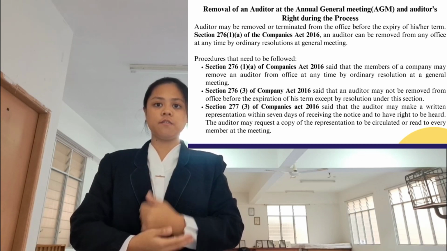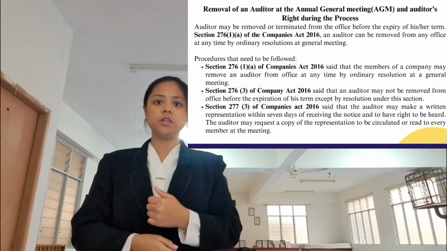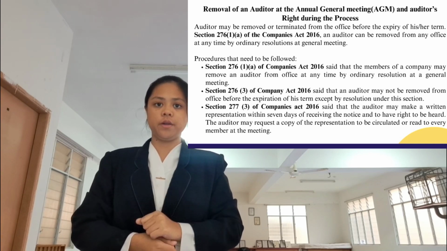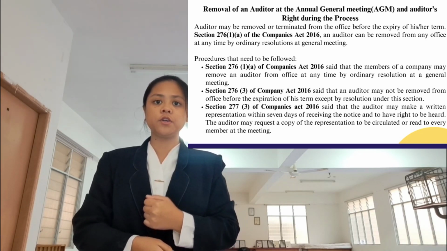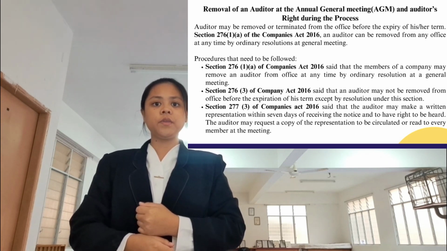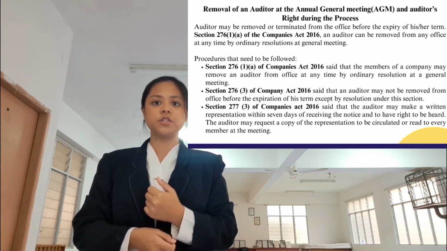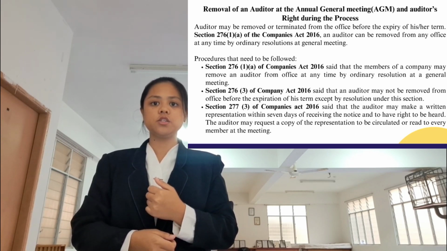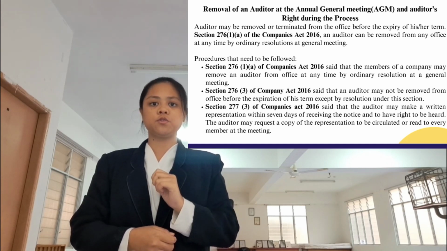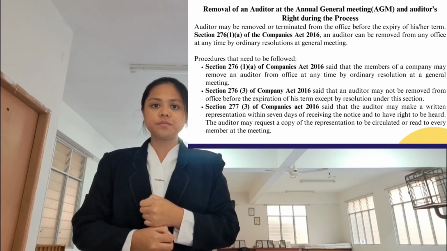Section 277, special notice required for resolution to remove auditor from office. Subsection 1, special notice is required for a resolution to remove an auditor at the general meeting. Subsection 2, the company shall send a copy of the special notice of such intended resolution to the auditor that is proposed to be removed and the registrar.